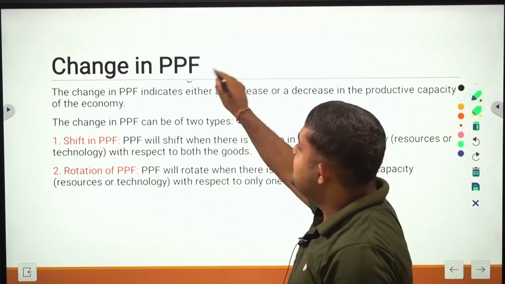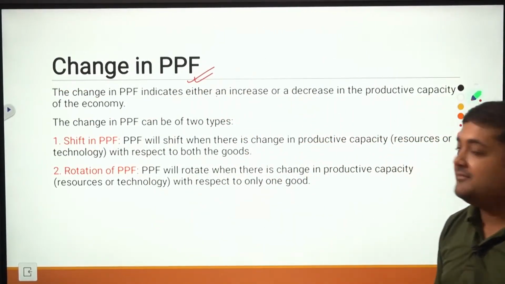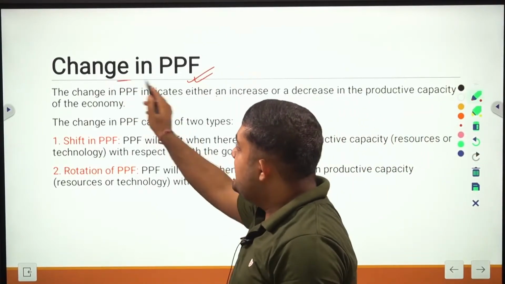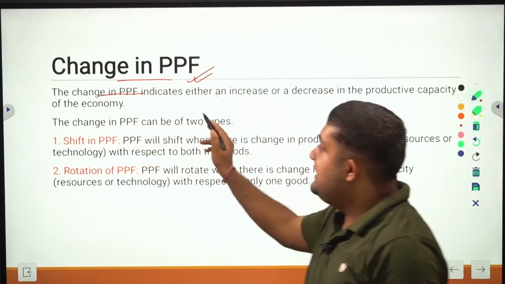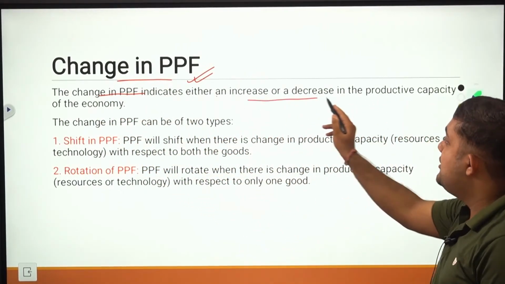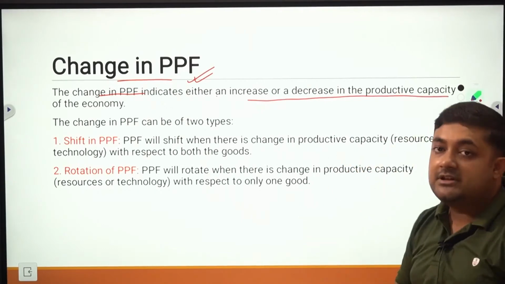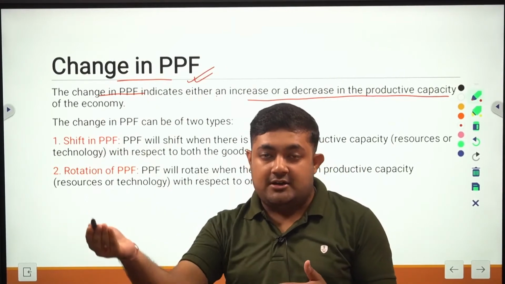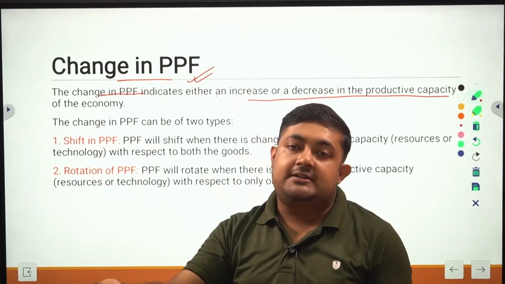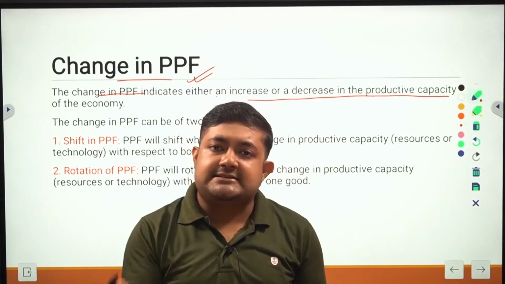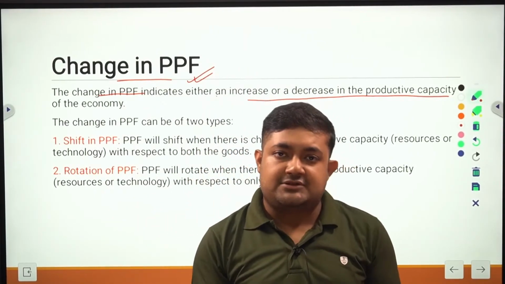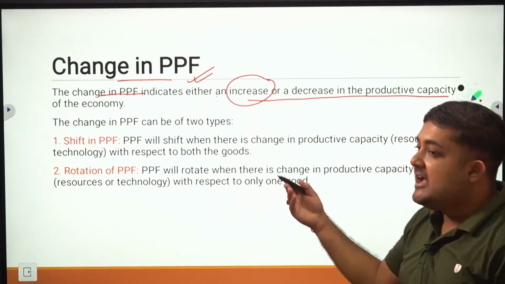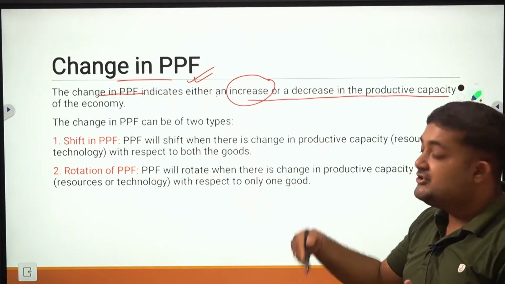So here in this slide we will see change in PPF. আমাৰ PPF টো কেতিয়া shift হয় বা rotation হয় আমি হেতু চাম. Change in PPF indicates either an increase or decrease in the productive capacity of the economy. Amar jodi economy productive capacity increase hoy due to technological upgradation, know-how, increase in the skill sets, research and development, jodi amar kiba karonote productive capacity increase hoy, tetia amar production possibility frontier change hobo.